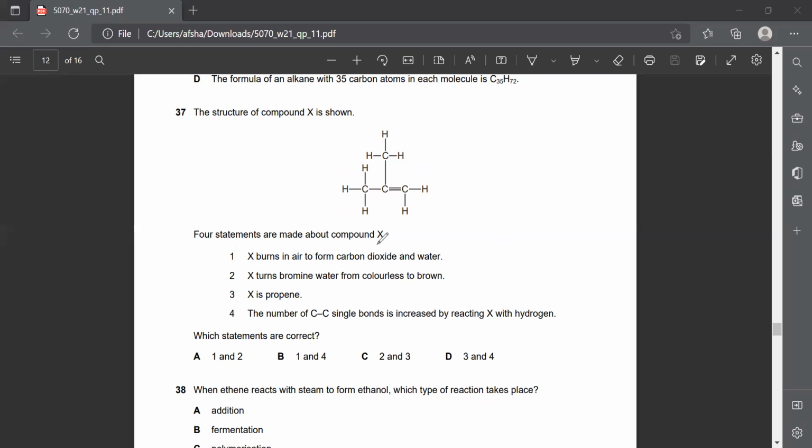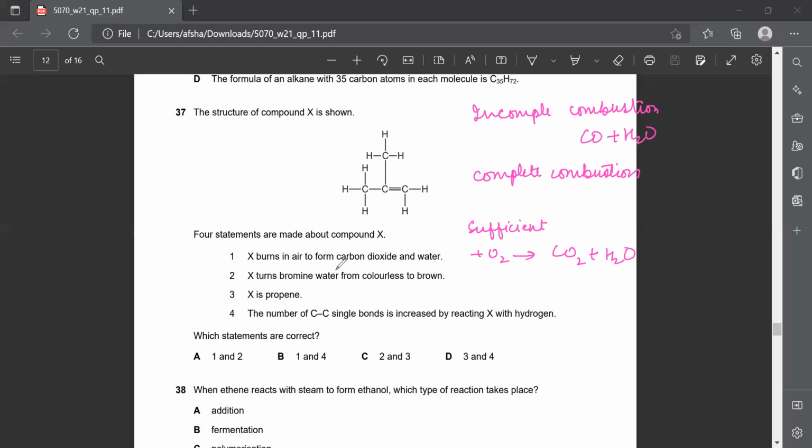Four statements are made about the compound X. X burns in air to form carbon dioxide and water. So X, yes, तो जितने भी organic compounds होते हैं, whenever we have an organic compound, when they combine with oxygen, they are going to give you carbon dioxide and water if you have sufficient amount of oxygen burning with them. अगर इनका complete combustion हो रहा है, तो they will be giving carbon dioxide and steam. और अगर incomplete combustion होगा तो they will be giving you carbon monoxide and they'll be giving you steam. So they burn in air to form carbon dioxide and water. Okay, we can agree with this.